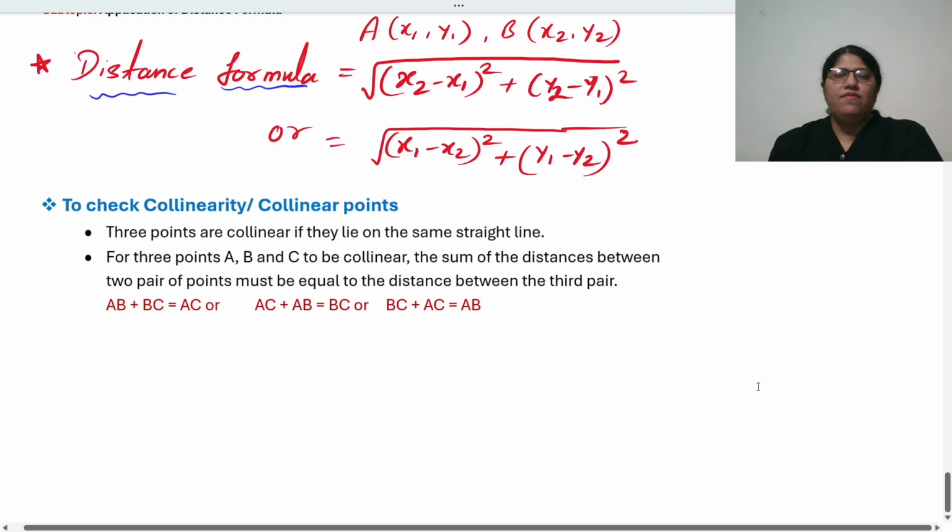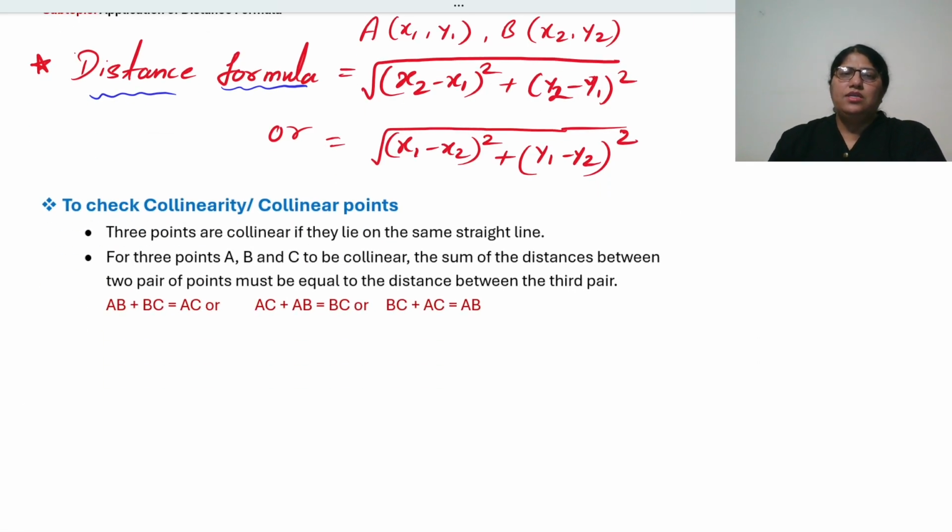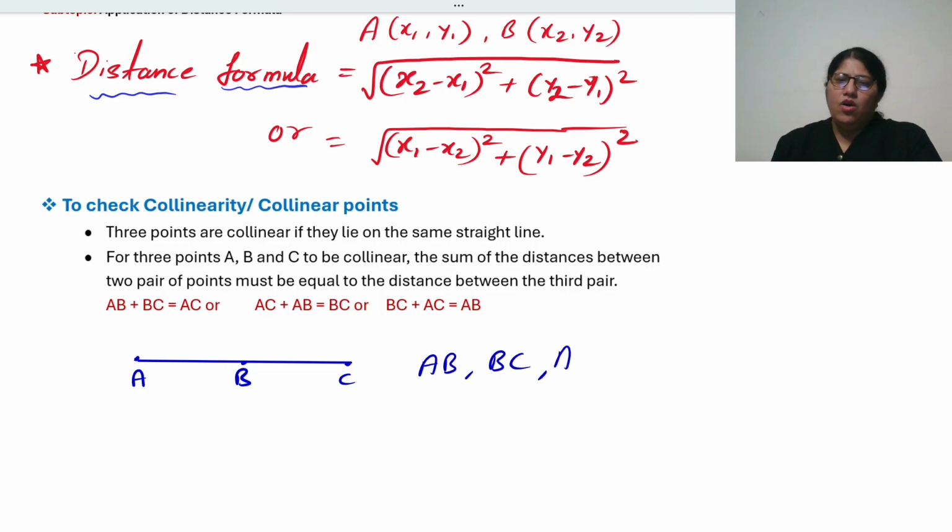Now in this case, if I have to check whether A, B, C are collinear points, what is the meaning of collinear points? All the 3 points should lie on a straight line. So if I draw a straight line and there are 3 points A, B, C, they should all be part of the line. That means A, B, C are collinear. If you see, I can see three lengths: AB, BC, and AC. In this case, AB plus BC is AC.